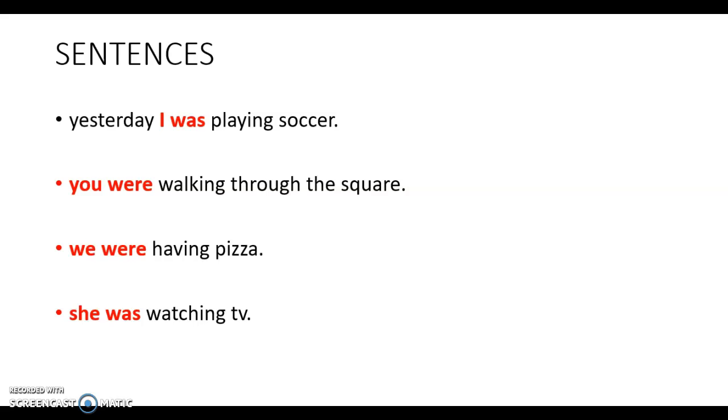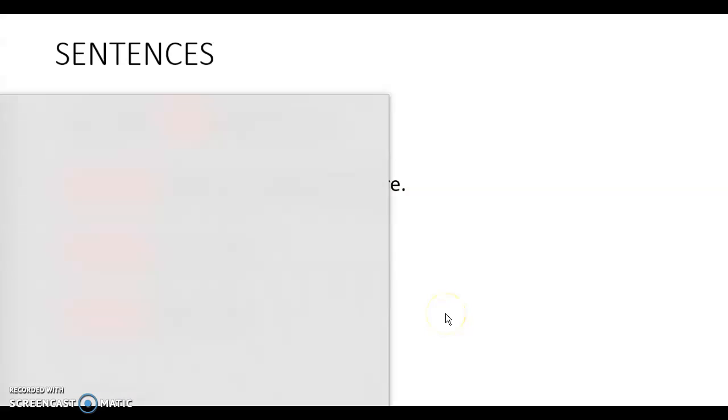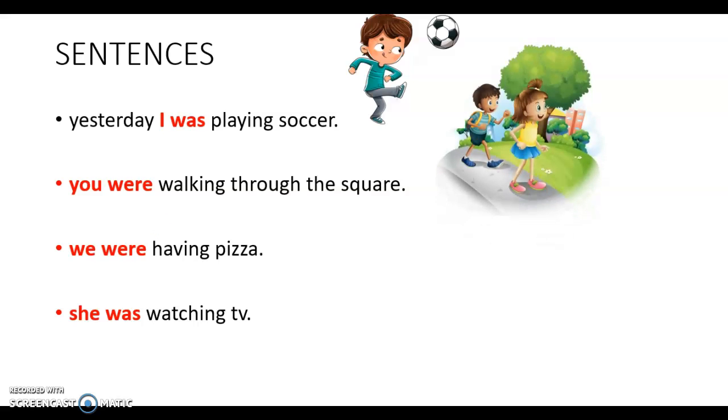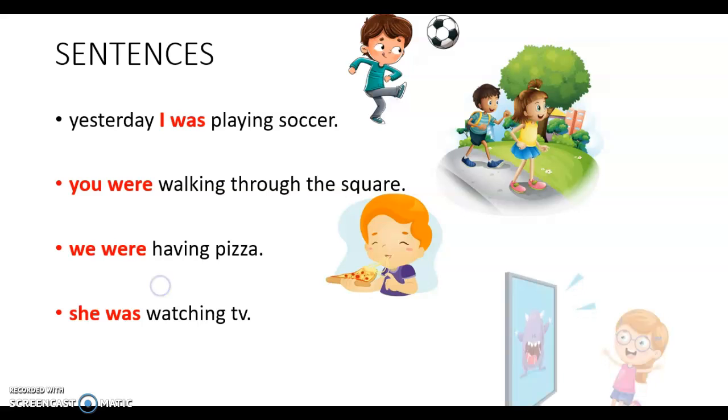The first sentence says, yesterday I was playing soccer. Sentence number 2. You were walking through the square. We were having pizza. She was watching TV.